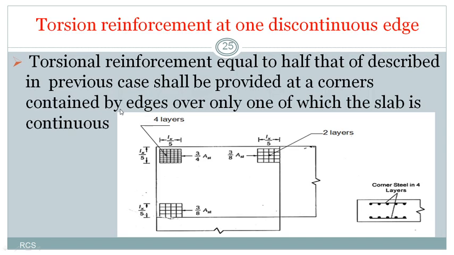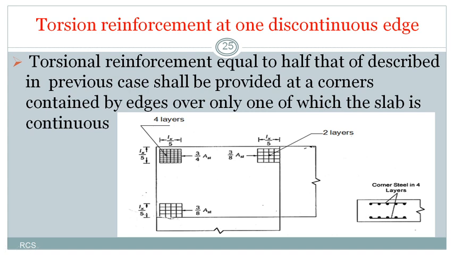And the second condition will be, see, the torsional reinforcement equal to half that described in the previous case shall be provided at the corners contained by edges over only one of which the slab is continuous. Right.